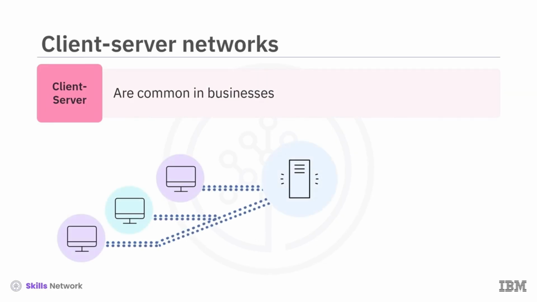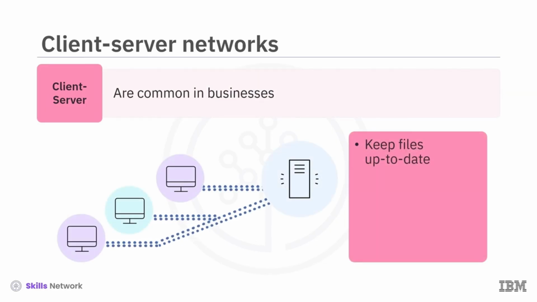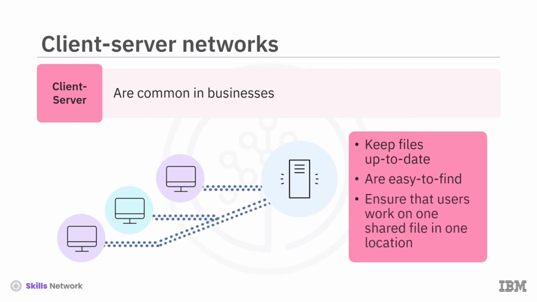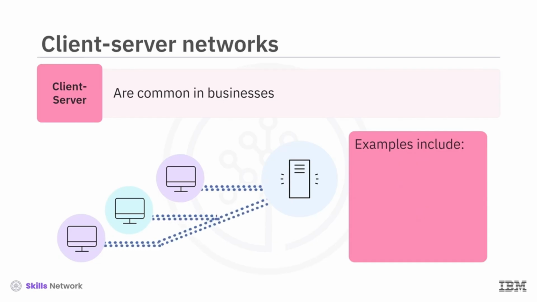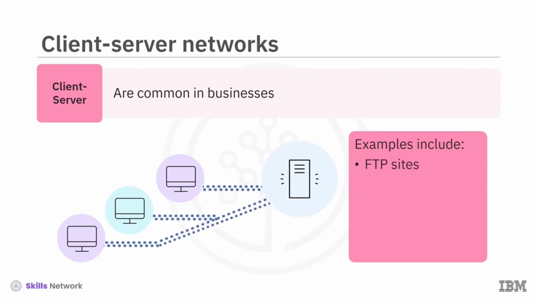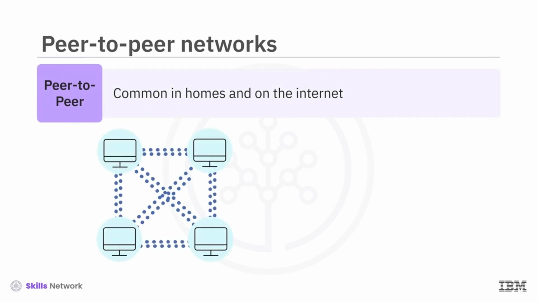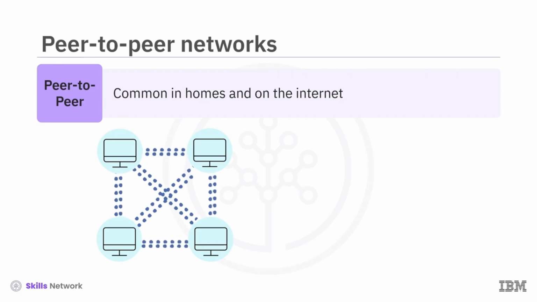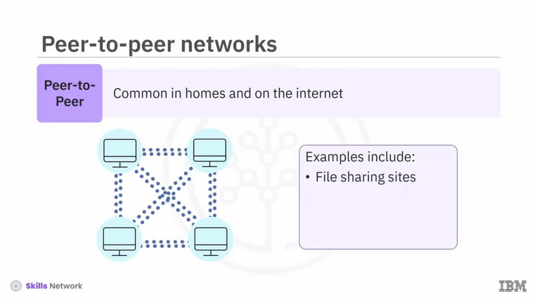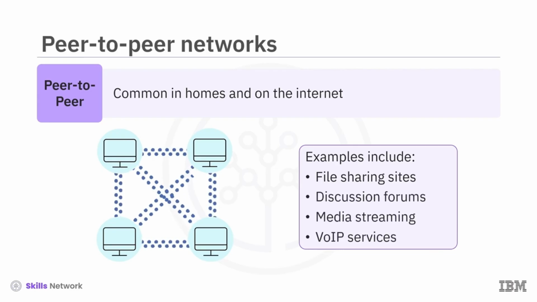Client-server networks are common in businesses. They keep files up to date and easy to find by ensuring users work on one shared file in one location. Examples of services that use client-server networks include file transfer protocol sites, or FTP sites, web servers, and web browsers. Peer-to-peer networks are common in homes and on the Internet. Peer-to-peer networks allow users to share resources and information. Examples include file-sharing sites, discussion forums, media streaming, and voice-over IP services, also called VoIP services.